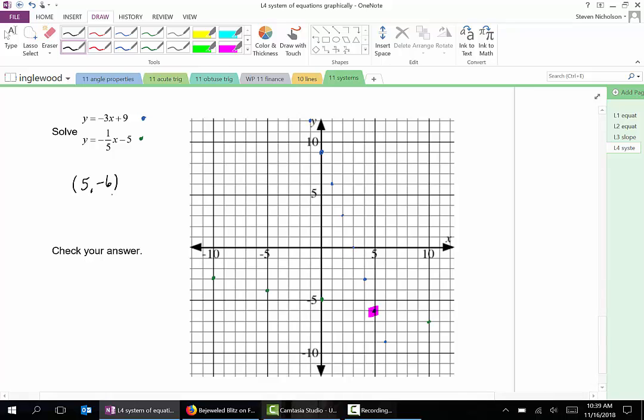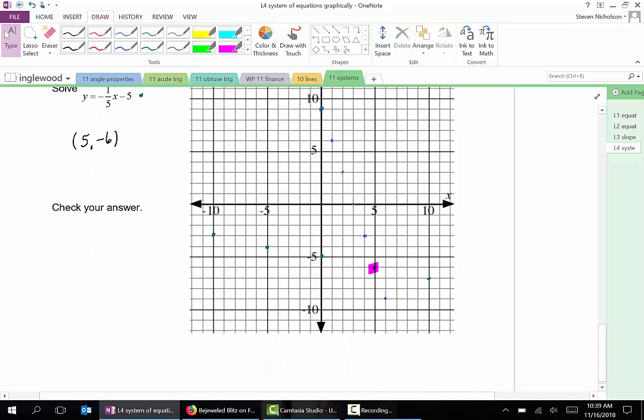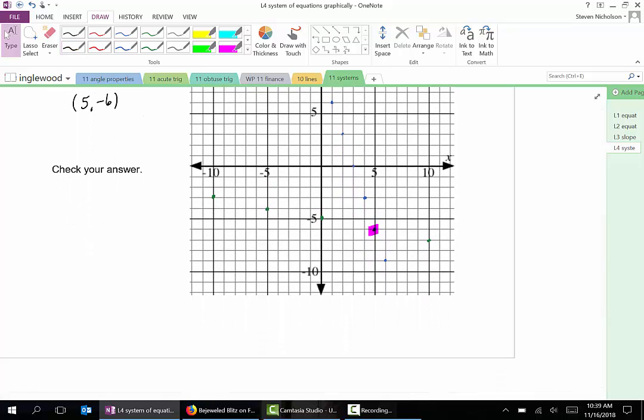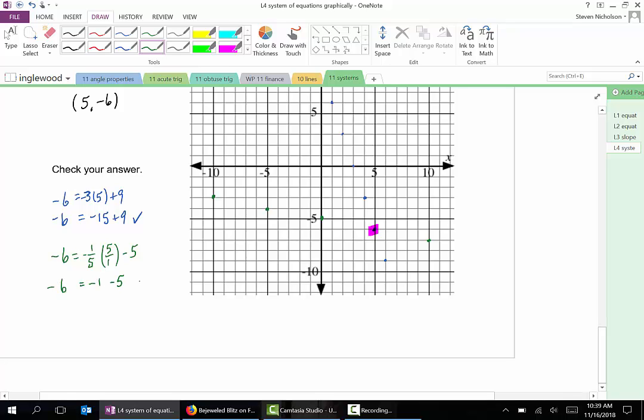But again, I might have drawn a wrong line. So here's why it's important to check your answer. So again, when I check the blue, is negative 6 equal to negative 3 times 5 plus 9? Is negative 6 equal to negative 15 plus 9? Yes, it is. When we check the green one, is negative 6 equal to negative 1/5 times 5 minus 5? Is negative 6 equal to negative 1 minus 5?